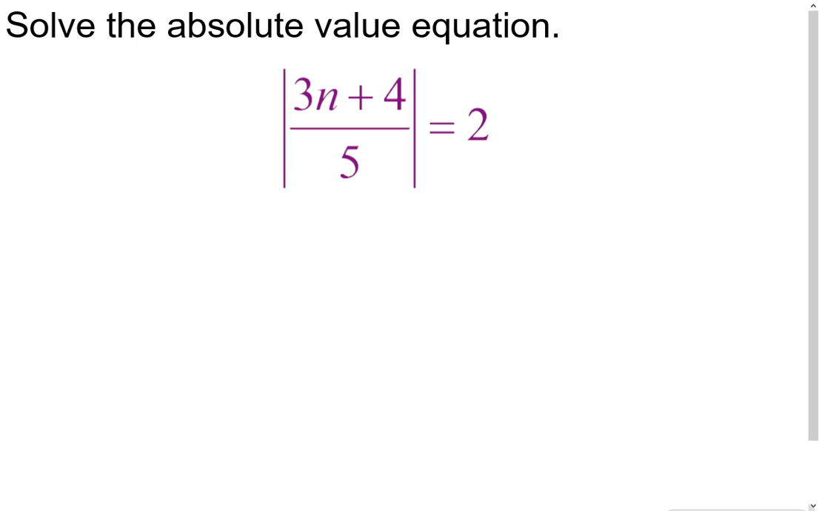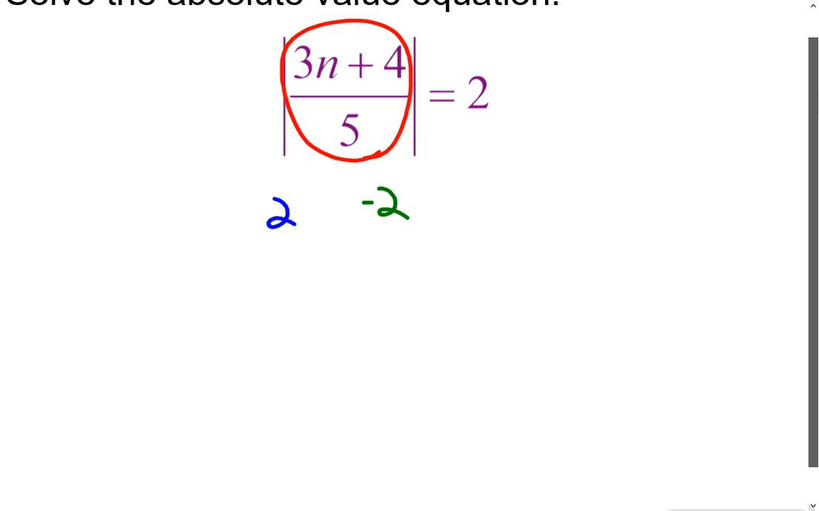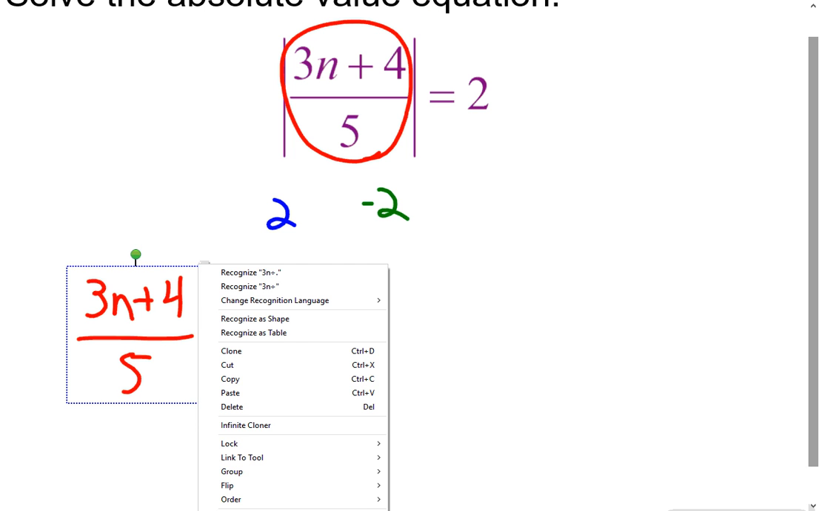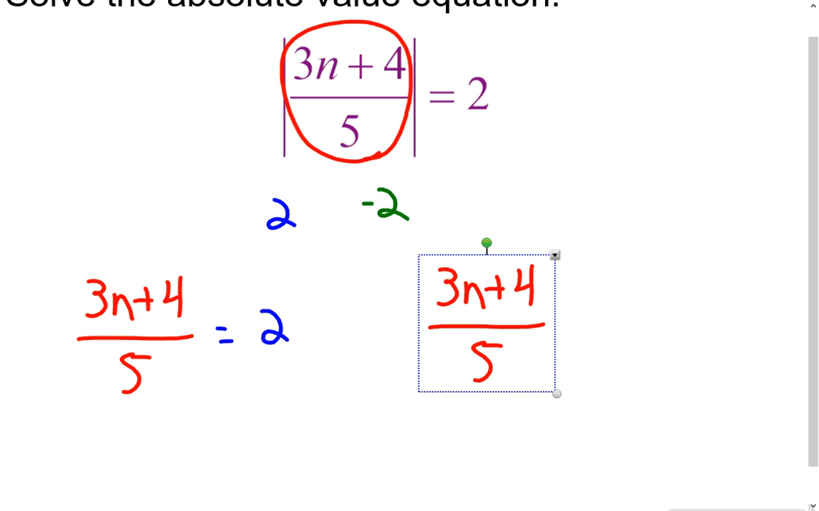So moving here, I'm going to look at all of this stuff inside this absolute value. It either has to be a positive 2, or it has to be negative 2. Now think about that. We just said everything inside what I have circled in red, so I'm going to look at it as 3n plus 4 over 5, it either had to equal 2, or everything inside of there had to equal negative 2.